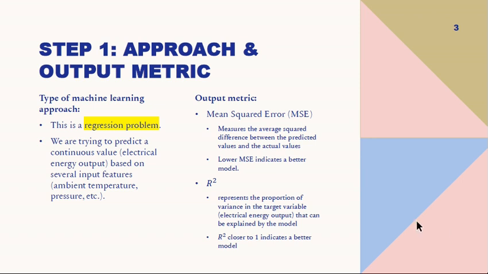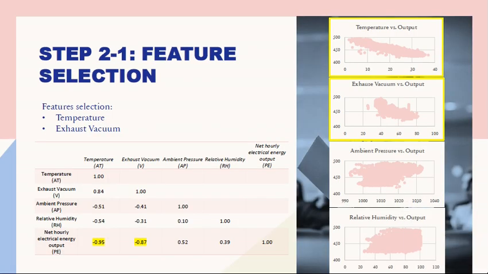I used Excel to run the data analysis against the provided data set, and I found that the temperature and the exhaust vacuum have a stronger negative correlation with the output. As you can see from the visualizations on this slide, as temperature and exhaust vacuum increase, the output decreases. So I will compare the performance of the models that use all features against models that only use temperature and exhaust vacuum.